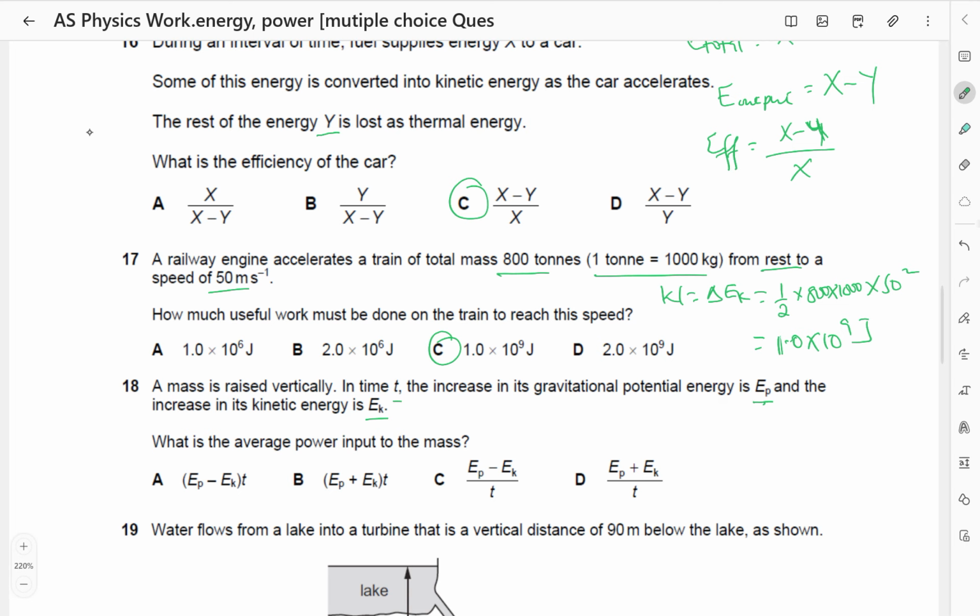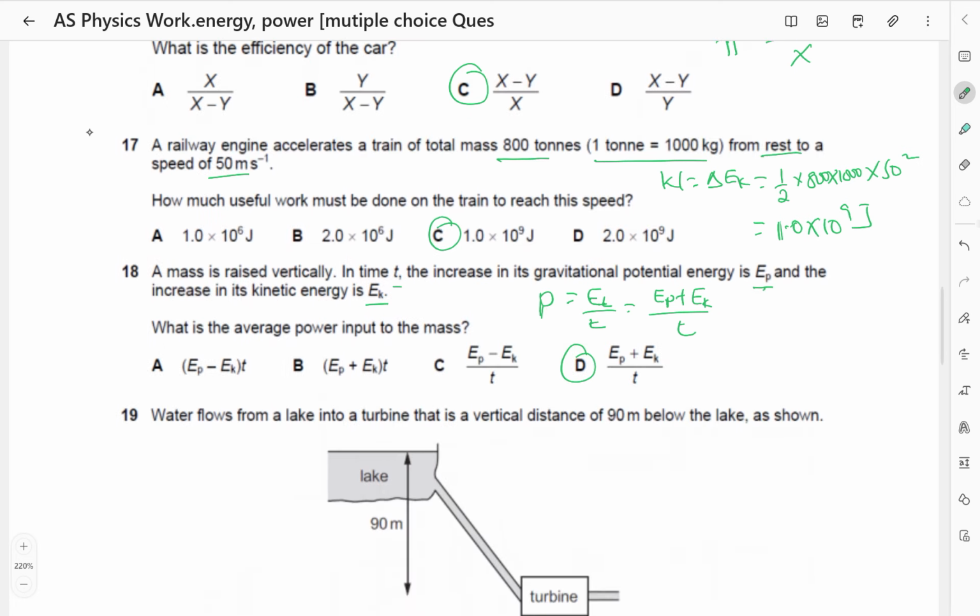So average power will be equal to the total energy divided by the time. So power is equal to total energy over time. This will be the potential energy plus the kinetic energy divided by t, which means our answer is going to be D. Total energy or total work done divided by time.